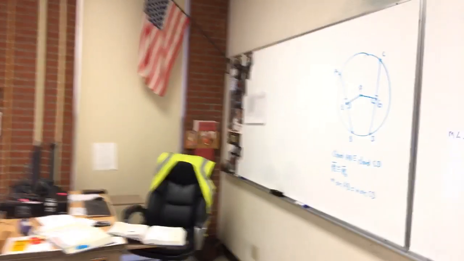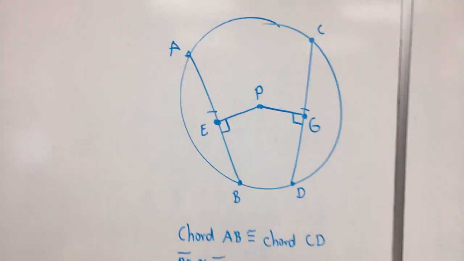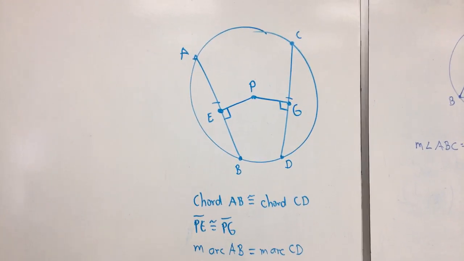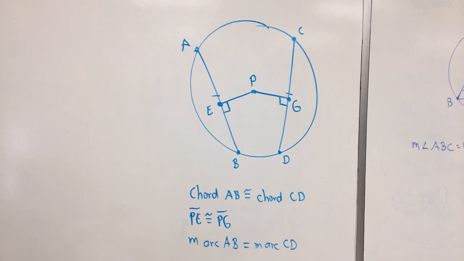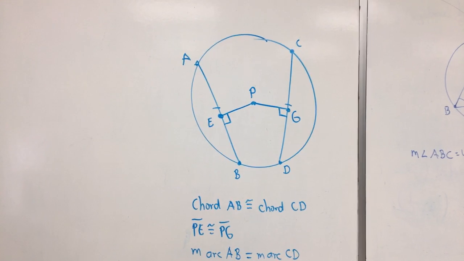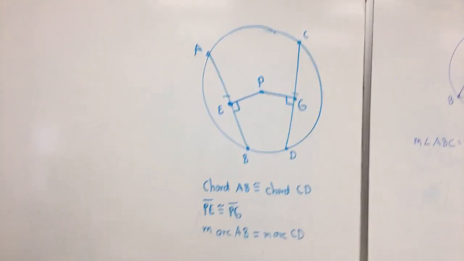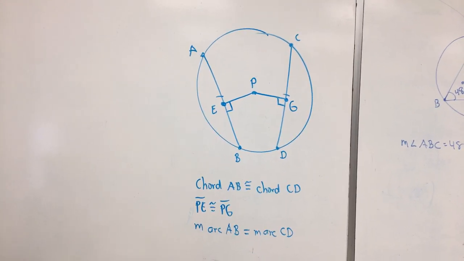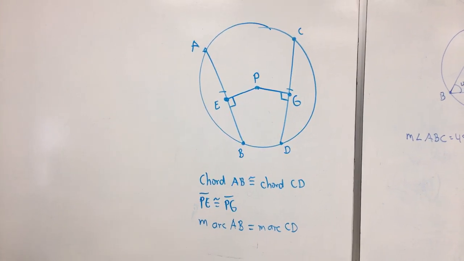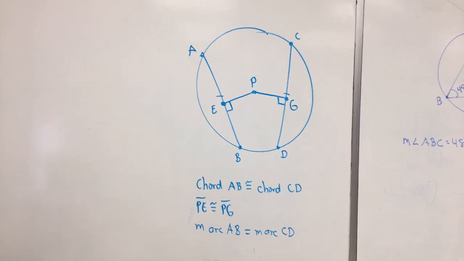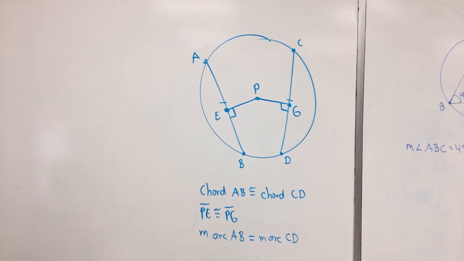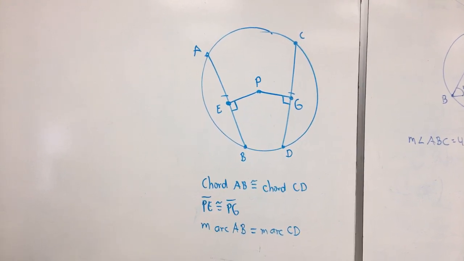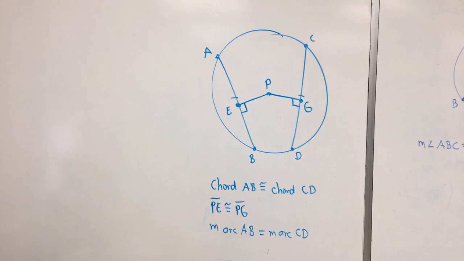And then, finally, we have this one, okay? Now, this is circle P. It's got 2 chords, okay? Now, there's something special about those 2 chords. AB and CD are congruent. They are of the same length. Now, if that is true, and A, B, C, and D are all on circle P, then I can draw some conclusions. Remember, the shortest distance between a point and a line is a perpendicular. So that makes EP and PG congruent. It also makes the measure of arc AB equal to the measure of arc CD.